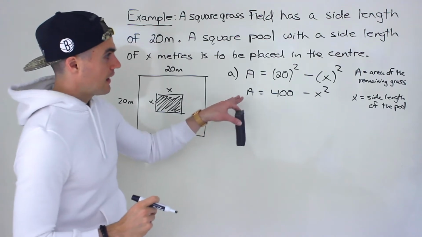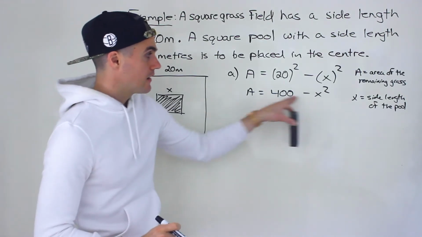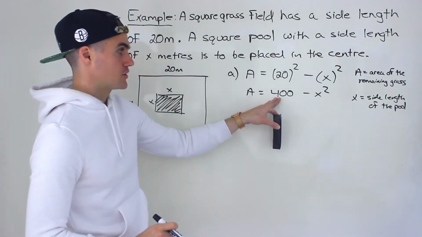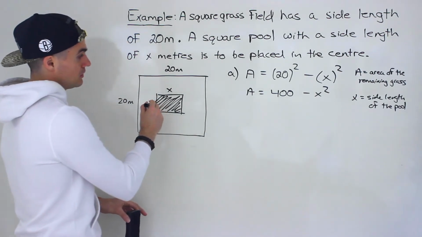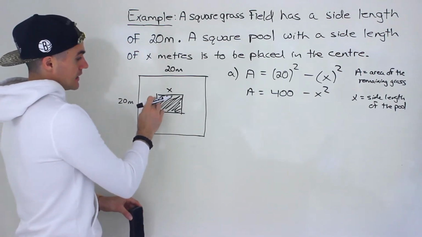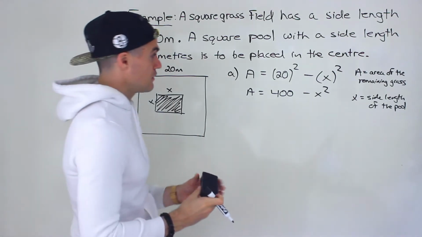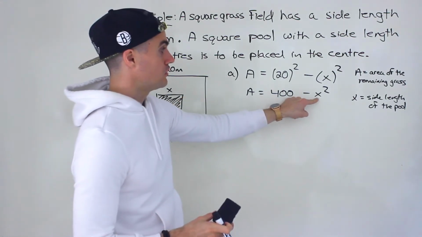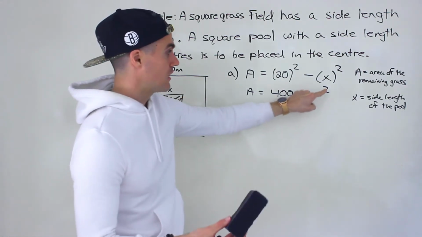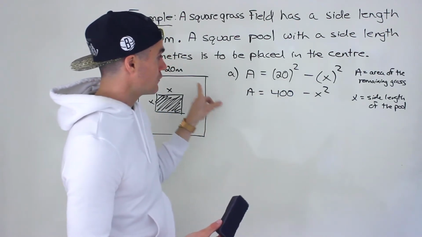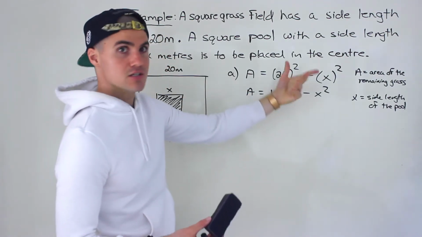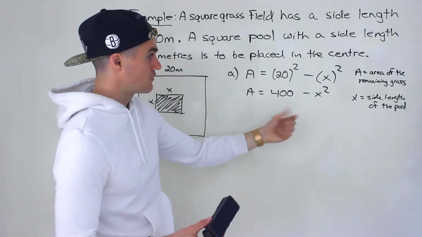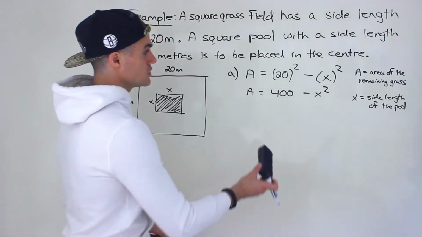Right, so notice for the area of the remaining grass, we actually end up with a quadratic relation over here. So if the pool, let's say it has a side length of 5, then the pool would have an area of 25, right, 5 to the power 2. So then the area of the remaining grass would be 400 minus 25, which would give us 375. Right? And so that's going to change.